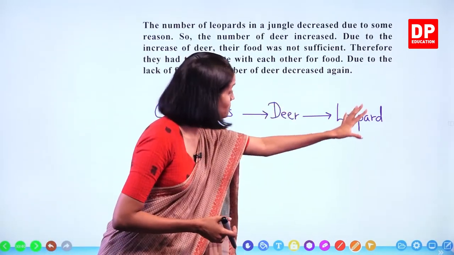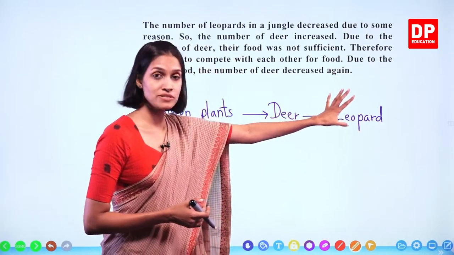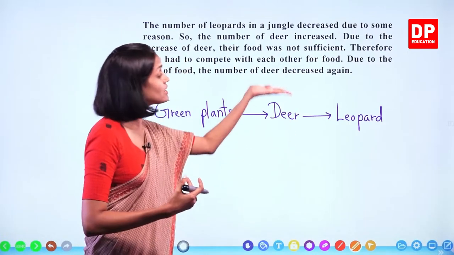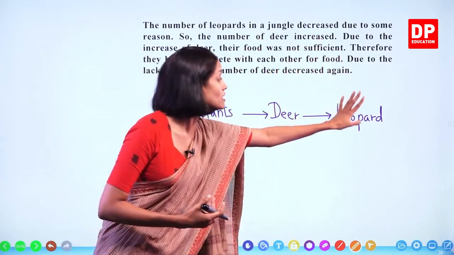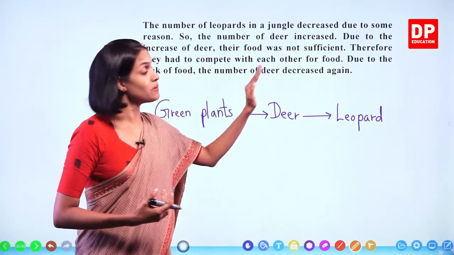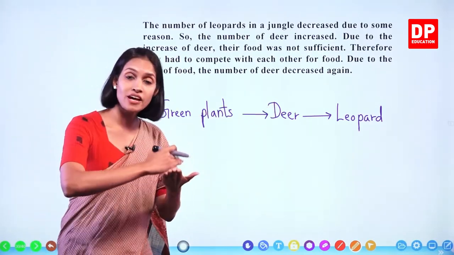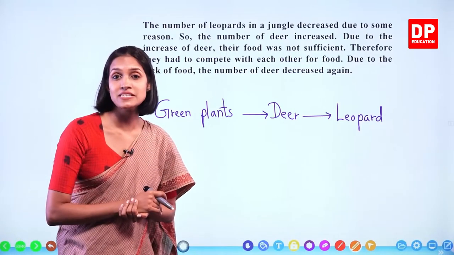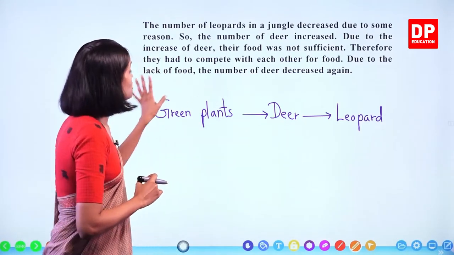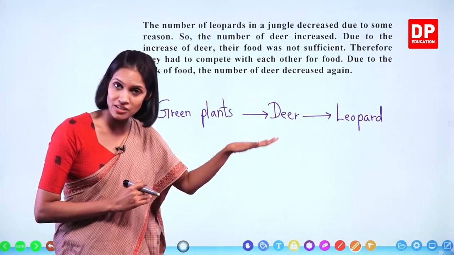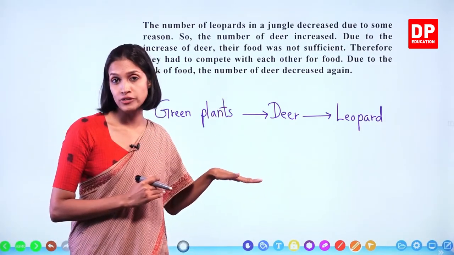If all the leopards die at the same time, within a short period of time, the number of deer will increase because there are no leopards to feed on them. But at the same time, when the number of deer comes to the maximum capacity, there will be no more food for them. Then one by one, they will start to die without food.